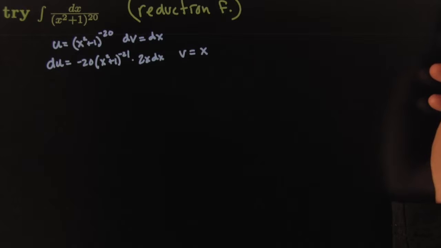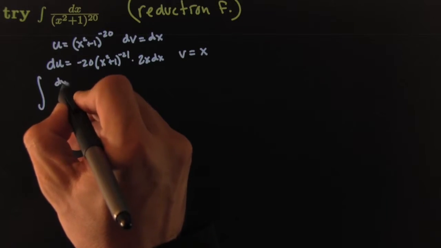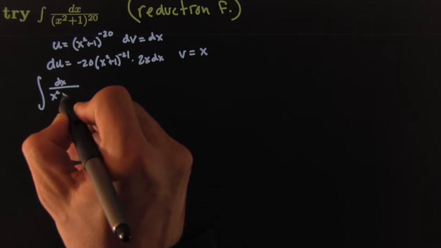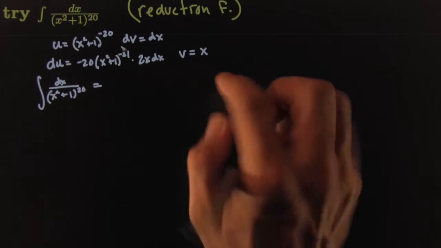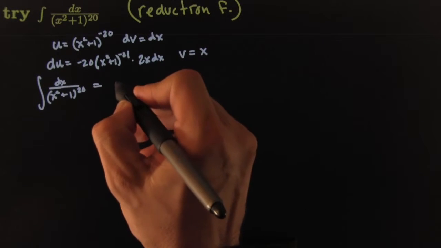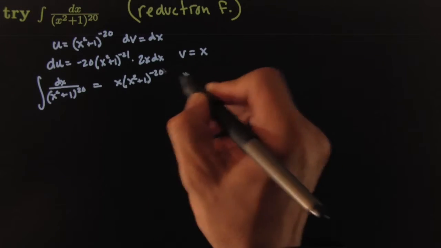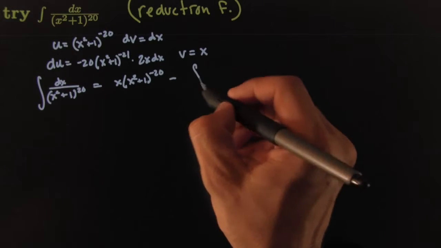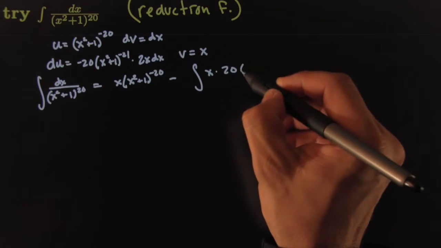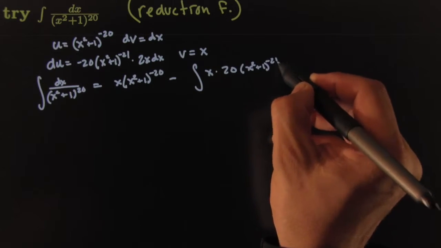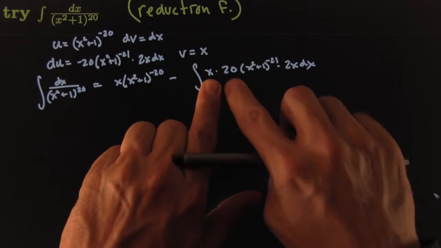Where did the by-parts statement go? You've seen it already. So this will become the integral of dx over (x squared plus 1) raised to the 20th, equal to uv. That would become x times (x squared plus 1) raised to the negative 20, minus the integral of v du. So it would be x times 20 times (x squared plus 1) to the negative 21 times 2x times dx. This whole thing is v du.